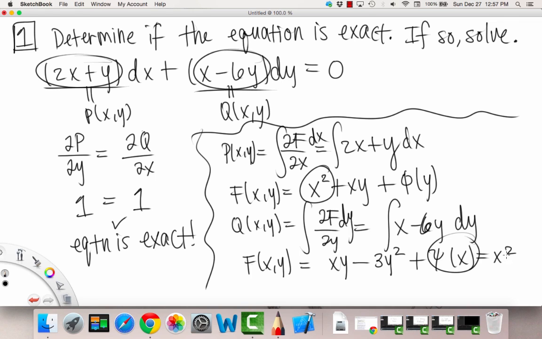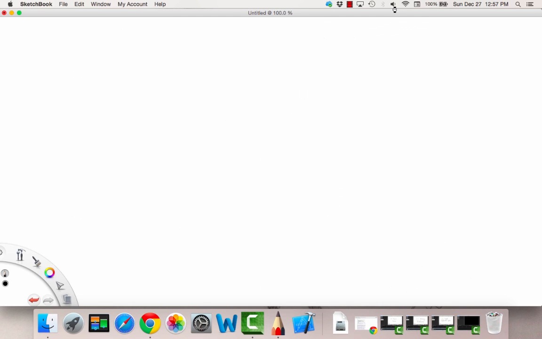So we do see that we have a function just of x here, so this is equal to our x squared, and our function just of y is this thing. So we're just going to fill in the gaps here. So this is negative 3y squared. So when we put it all together, we get the answer, and I'll write that on the next slide.